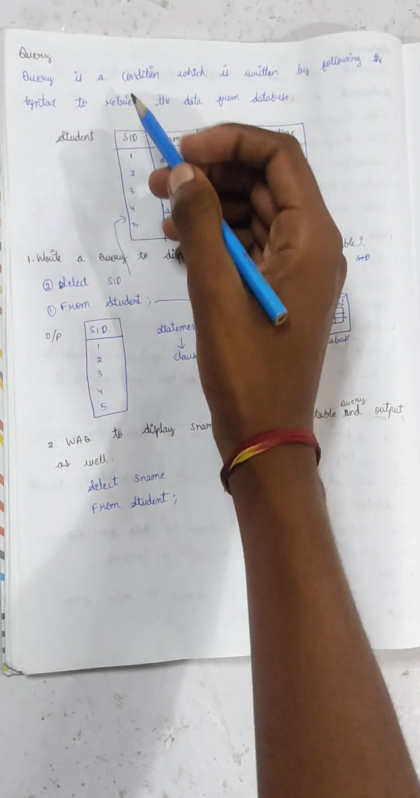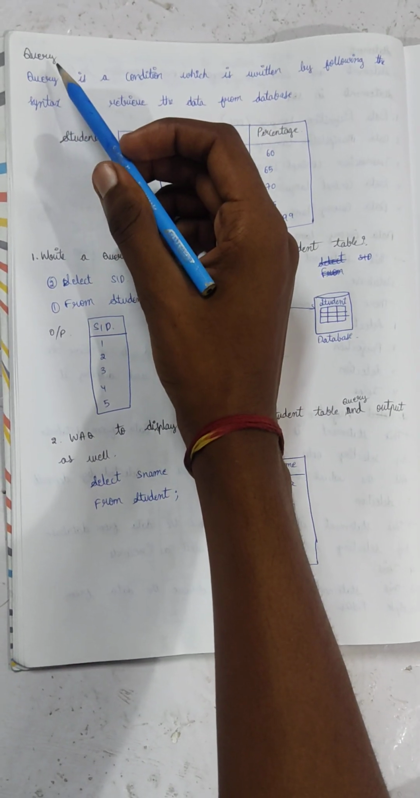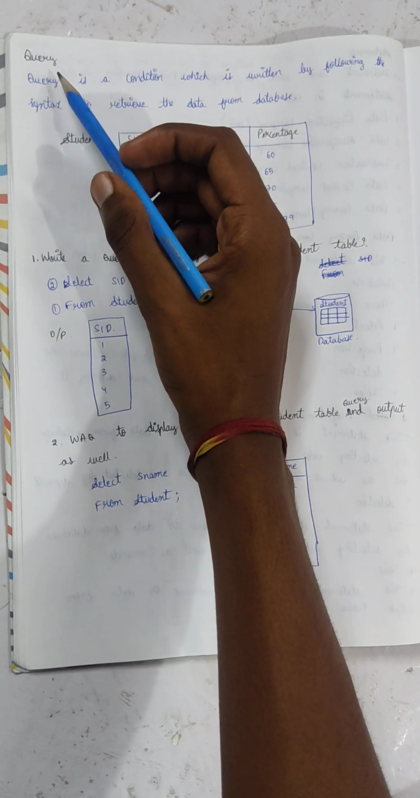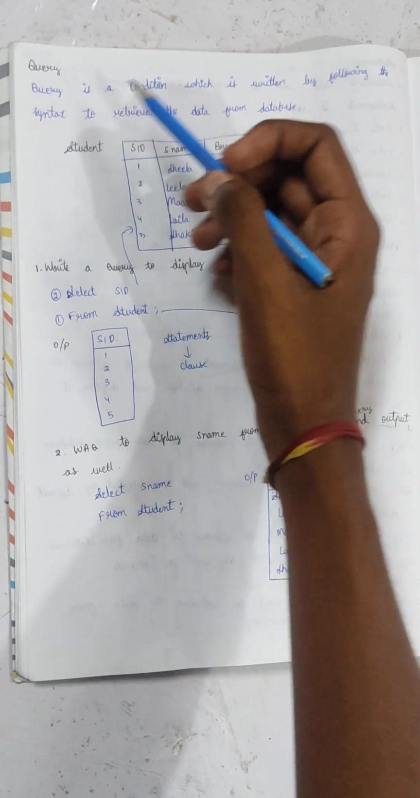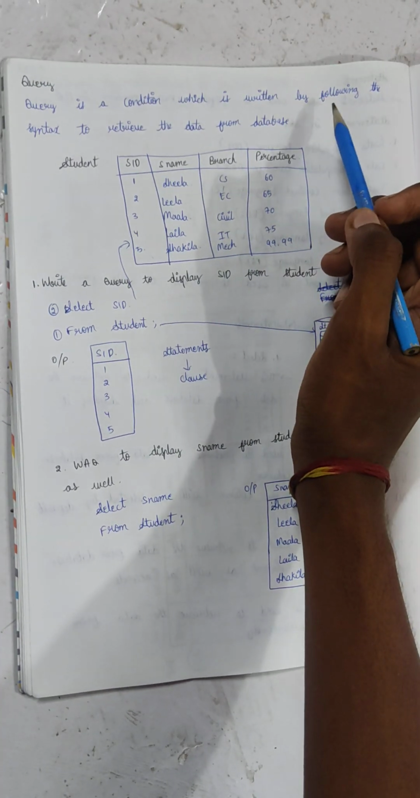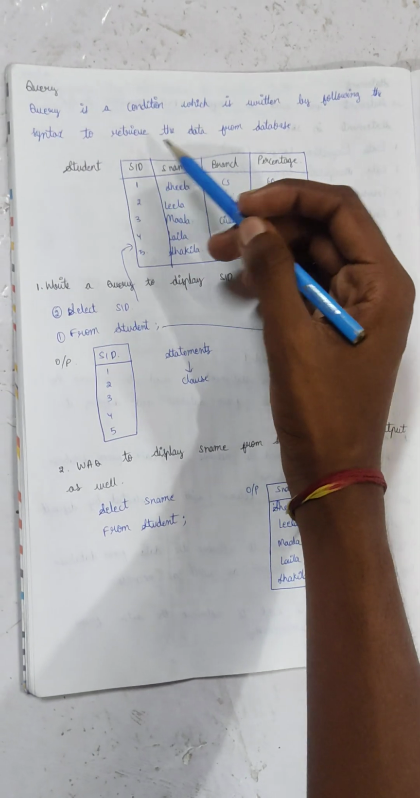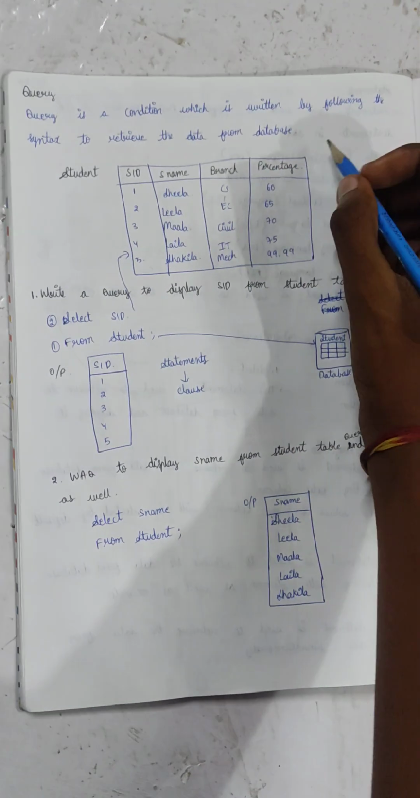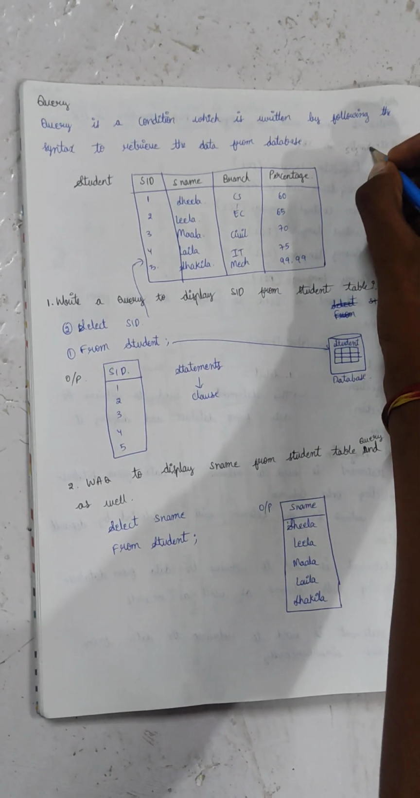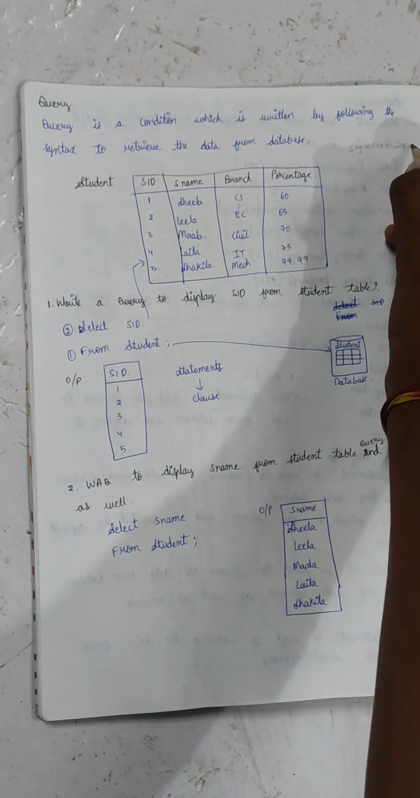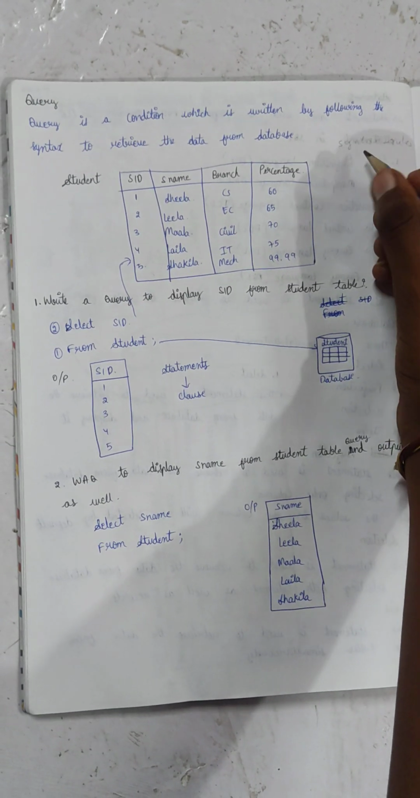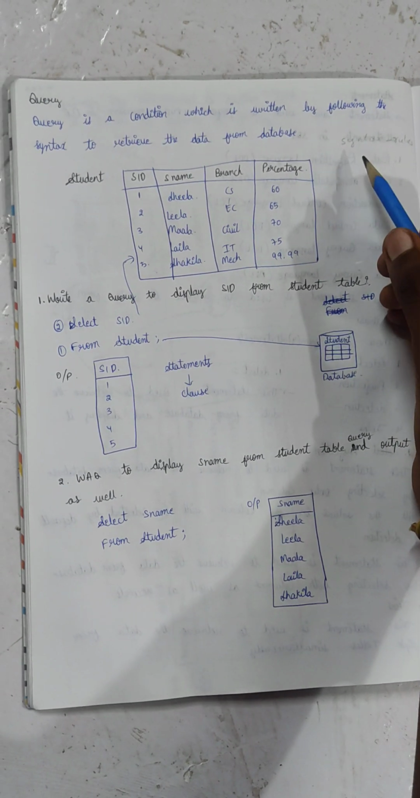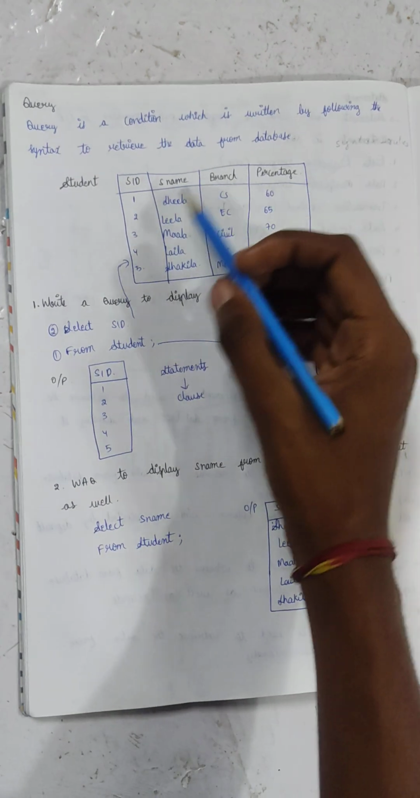To retrieve the data, we want to write a query. A query is a condition which is written by following the syntax to retrieve the data from the database. Syntax is nothing but rules. By using these rules, we can update or access the data from the database.